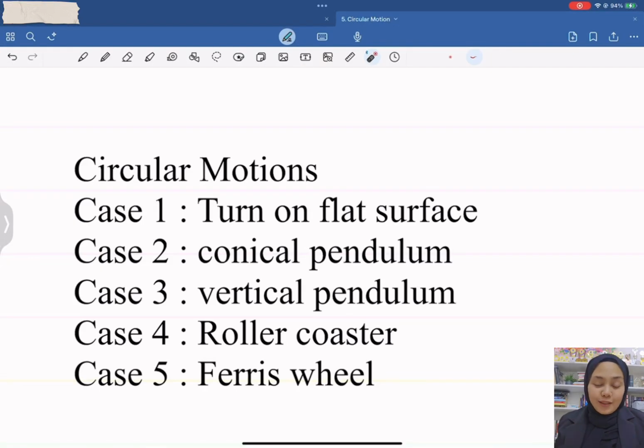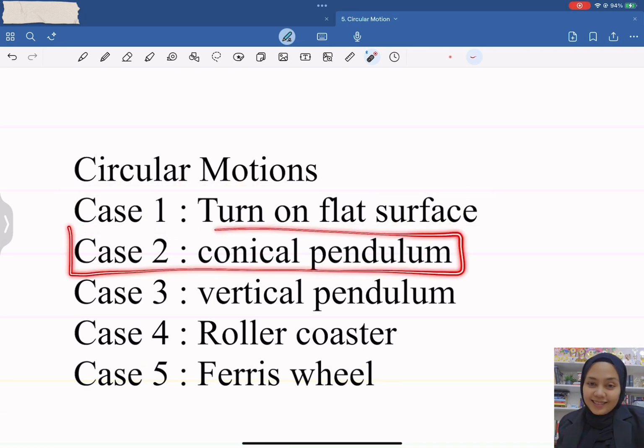Hello everyone, in this video I'm going to teach you how to do a tutorial for circular motion. We have 5 cases altogether, but in this video I'm just going to focus on case number 1, which is turn on flat surface, and case 2, which is conical pendulum. Now let's get to it.